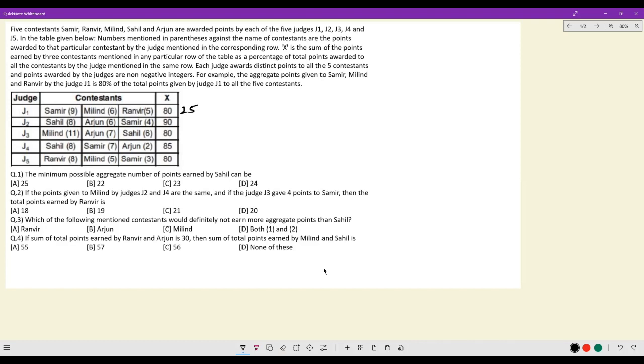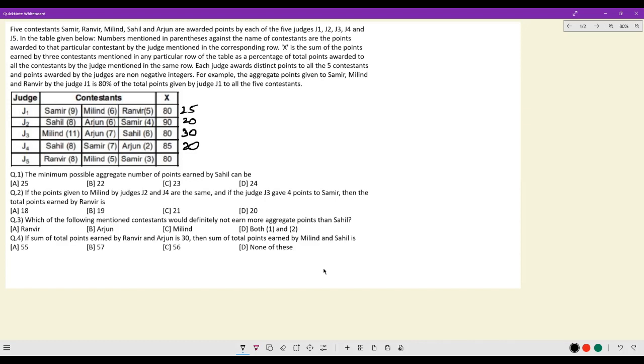So Sahil, Arjun, and Sameer, they add up to 18, and that is 90% of the total marks given by judge 2. So total marks given by him is 20. For judge 3, it is 11, and 7 and 6. 24 is 80% of marks given by judge 3. So total marks given is 30. For judge 4, 8 plus 7 plus 2, 17 is 85% of the marks. So he has given a total of 20 marks.